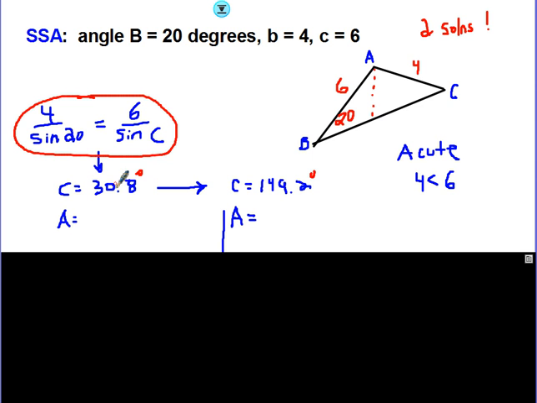So if C is 30.8, I believe that's going to make A 129.4 degrees. These are just degree markings. They don't look very nice here. And then in your other situation here, where angle C is obtuse, that's going to give us angle A of 10.9.